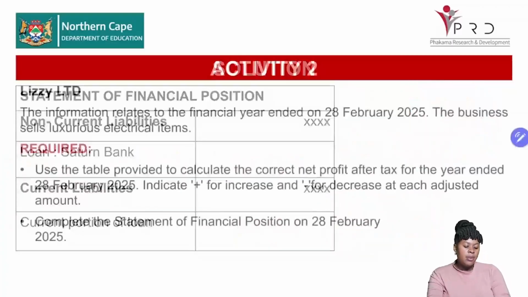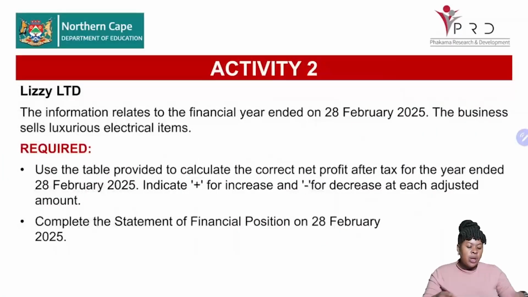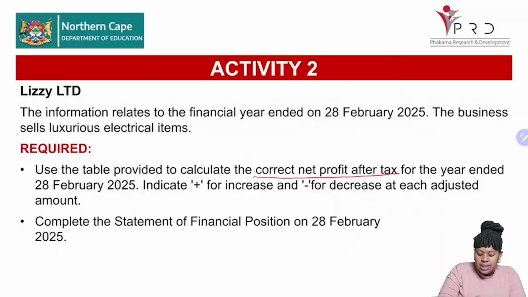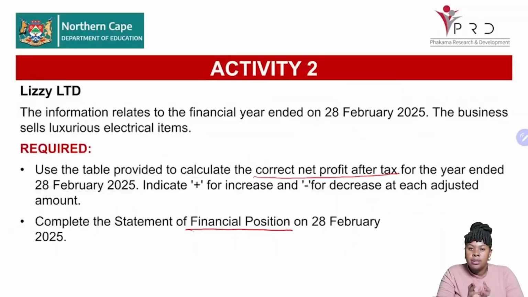Okay, now let us go into a different type of question, the different way that the examiner can ask question 1. That is when the examiner is asking you to correct the net profit after tax. Okay, so when you're correcting the net profit after tax, it still affects your statement of financial position. So it's very important for you to know that so that you are able to get maximum marks when it comes to this type of transaction.